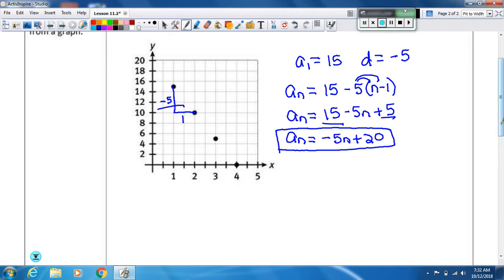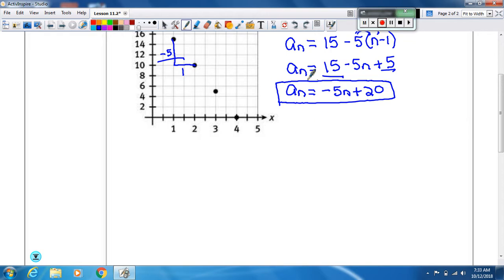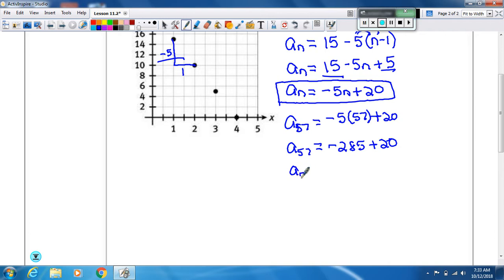Now they want us to find the 57th term. So we are going to put in for n a 57, negative 5 times 57 plus 20. So the 57th term is negative 5 times 57 is negative 285 plus 20. So the 57th term is negative 265.